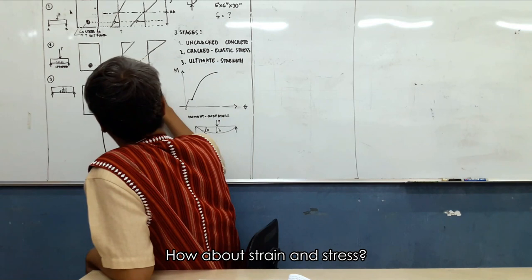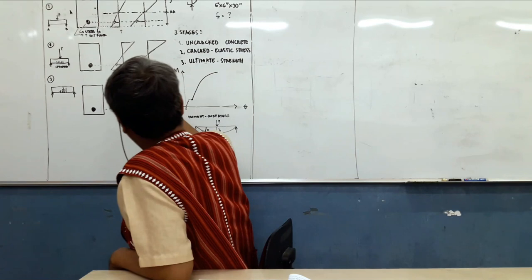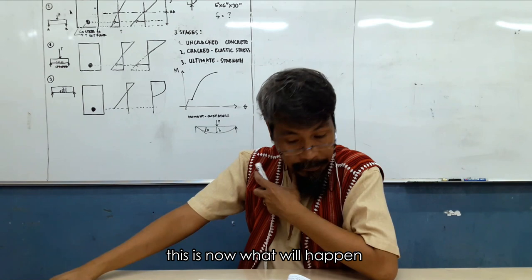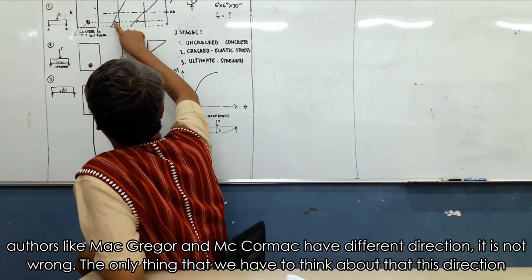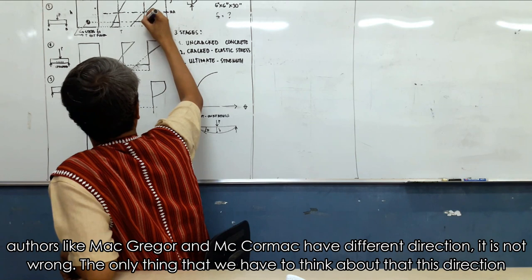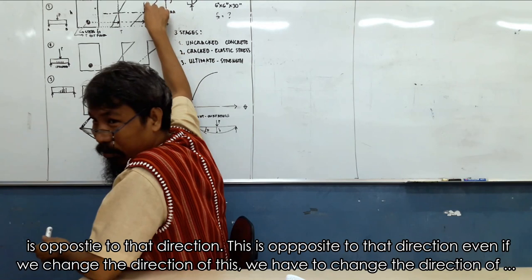How about strain? And stress. This is now what will happen. Authors like MacGregor and McCormack have different direction. So it is not wrong. The only thing that we have to think about is that this direction is opposite to that direction. This is opposite to that direction.